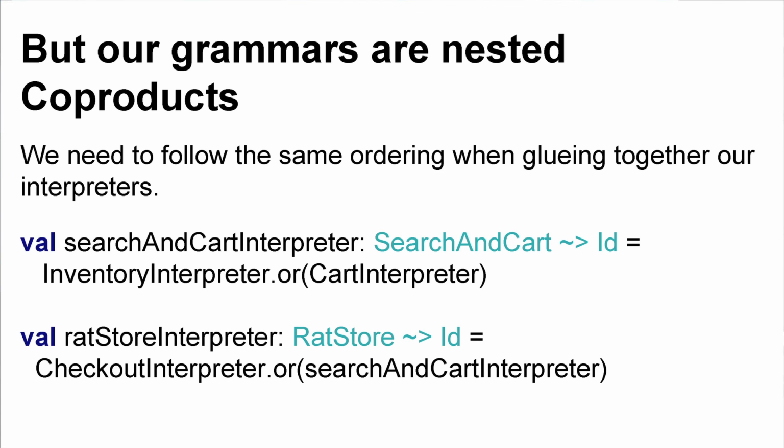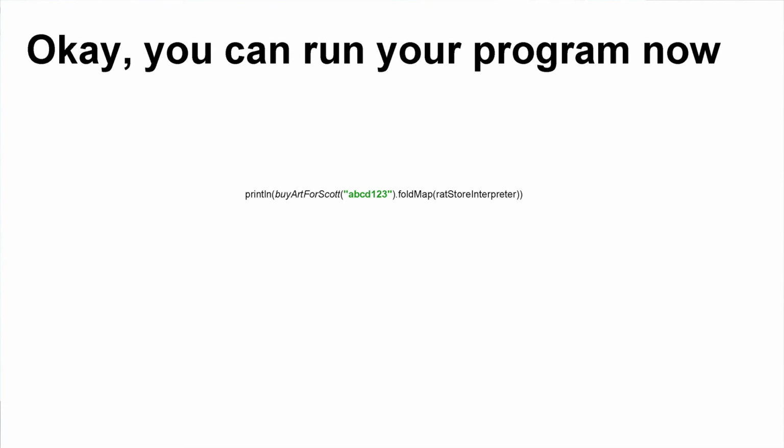So you start off with matching your inventory interpreter with your cart interpreter, and then you match that with your checkout interpreter, and then you ultimately end up with a function K that looks the way you want to actually apply your free to it. And now you can run through your program. All that work for this one line. It's kind of anticlimactic, isn't it? But there you go.